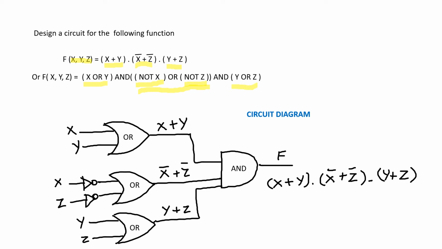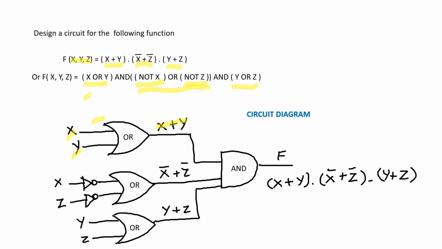And to express this in the form of a circuit diagram, we will take the first part, which is within the brackets, x or y, and since an OR operation has to be performed and there are two variables, this is a 2-input OR gate, and the result is as specified here.